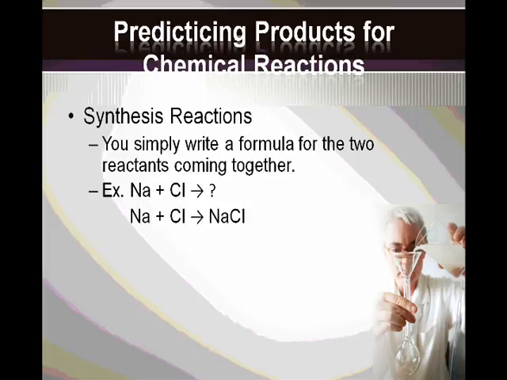Okay, you should have written NaCl. Now, pretend that this was calcium. Remember that calcium has a 2 plus charge? So if you had Ca plus Cl, the products would be CaCl2, and then you would go back and balance it to make it a balanced equation.